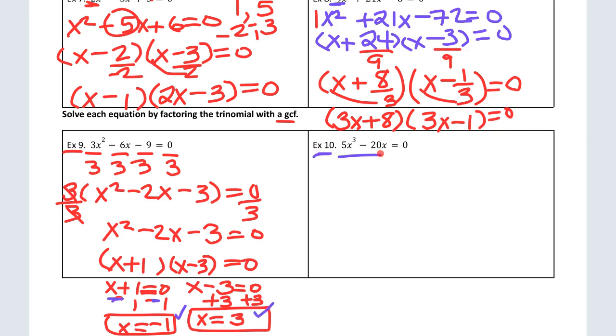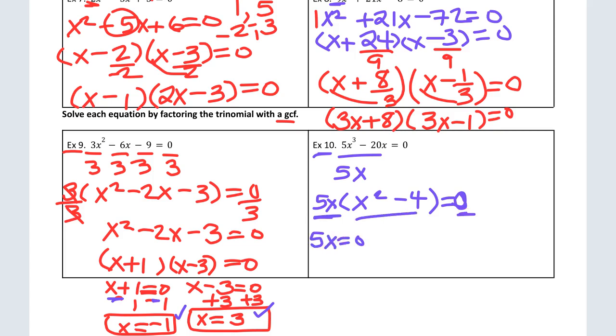In example 10, we have both a common factor of 5 and x. Therefore, factoring out 5x, what remains is x squared minus 4 from dividing each term by 5x, equals 0. Set each factor equal to 0. Then solve for x. Here we divide by 5, for x is 0.